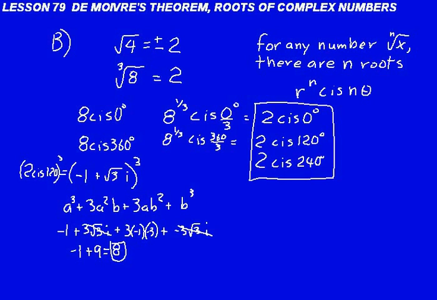Basically what we did was we took the cube root of this and then applied De Moivre's Theorem to it. 8 to the 1/3 cis 0 over 3. So we found that one root was 2 cis 0 degrees, which would just end up being 2. And then we just kept going around in multiples of 360 until we had all 3 of the roots for that particular number.